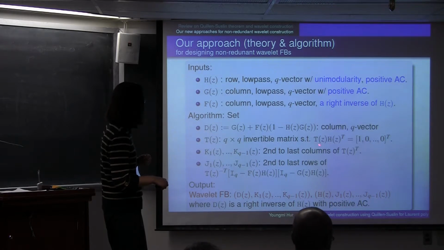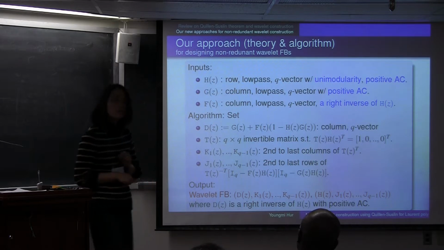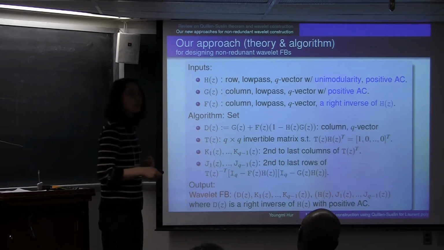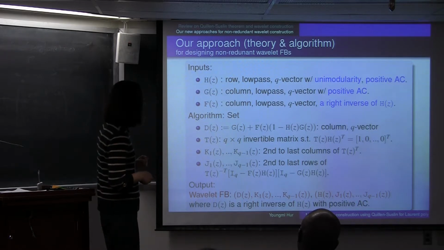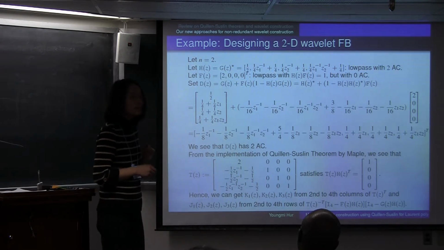Do you remember the Quillen-Suslin theorem? Because this is a unimodular vector, there exists an invertible matrix consisting of Laurent polynomials such that this is true. And using this invertible matrix, you can define the rest of the vectors. So this is what we suggest to do. I think I will skip this example. It just shows that it works.